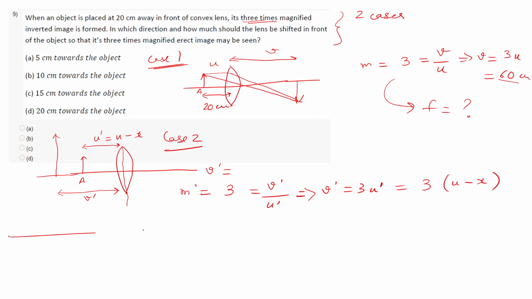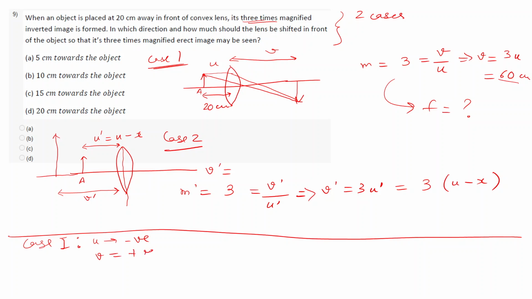So let's first do case 1. What will be the sign convention? U is negative, V is positive, and focal length is positive as well. So the lens maker formula will be 1 over V minus 1 over U is equal to 1 over F. After considering sign convention, it will be 1 over V plus 1 over U is equal to 1 over F, because U is negative.